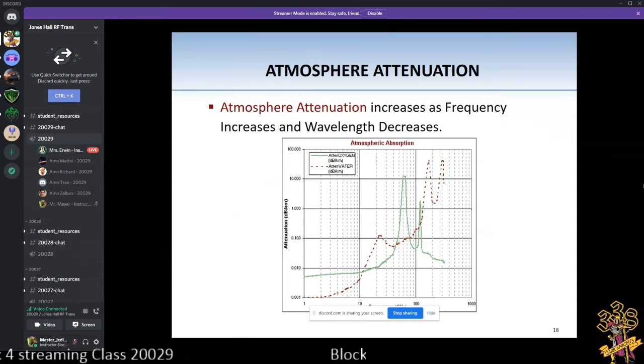Atmosphere attenuation: as your frequency increases, your attenuation increases. Your frequency goes up, the wavelength goes down. Those moisture particles and particles of dust and pollution are going to affect the smaller wavelengths more than the longer wavelengths. So the higher up in frequency you go, the more it's affected by atmosphere attenuation.